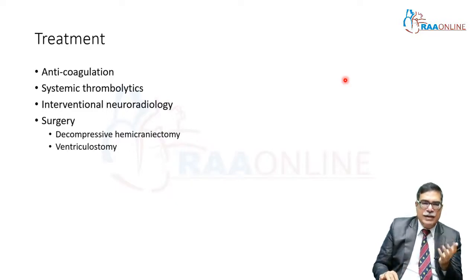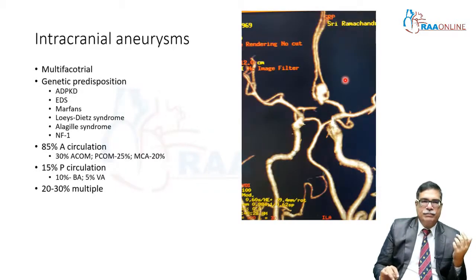Finally, surgery may be required. Again, the decompressive hemicranectomy that we talked of during the portion on ischemic stroke may be needed here. If there is significant raised pressure, if there is significant ventricular dilatation, a ventriculostomy may be required.